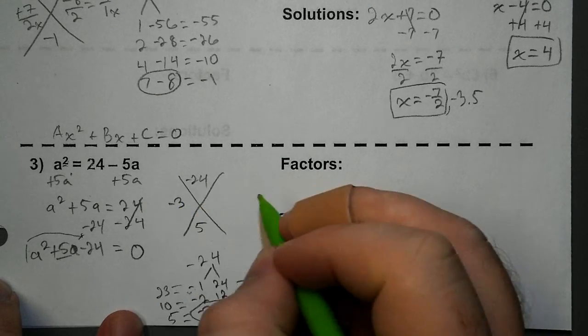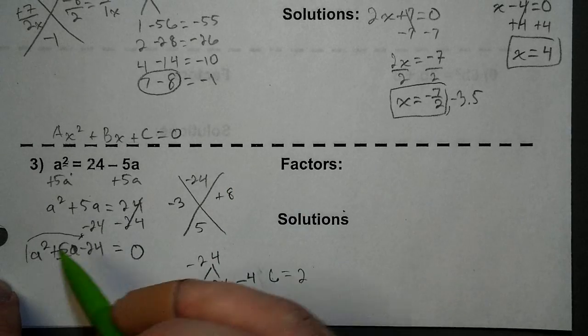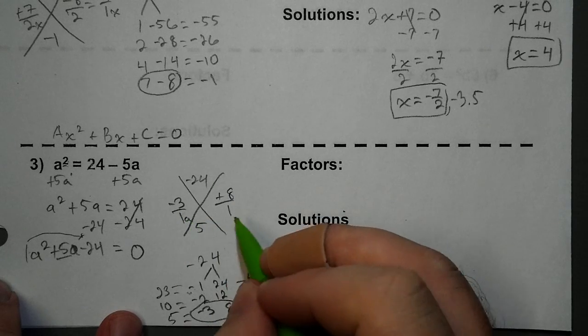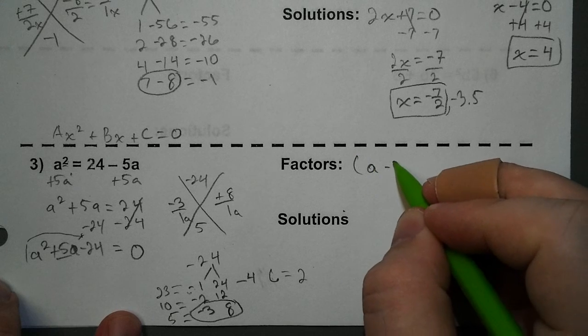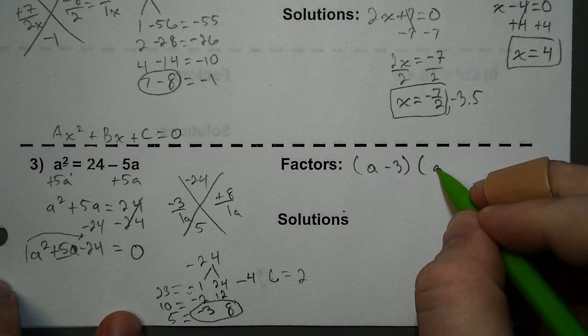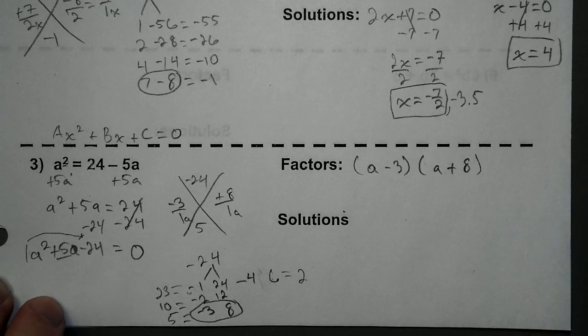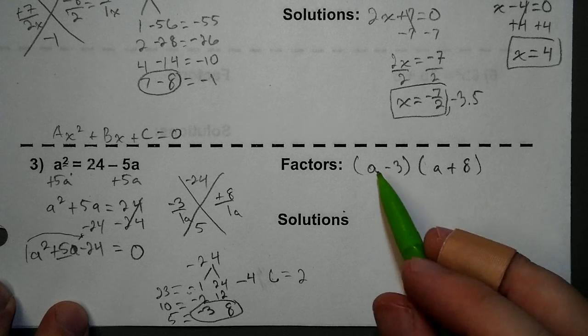Put negative 3 here. Let's put positive 8 here. Put them both under our a value, which in this case is 1. Bottom number gets a letter, and then we have our factors. So our factors here are a minus 3 and a plus 8. Now, all we have to do is set them equal to 0 and figure out what the value is.